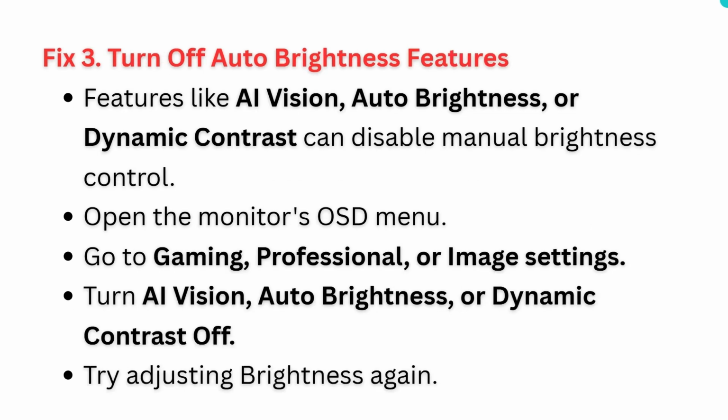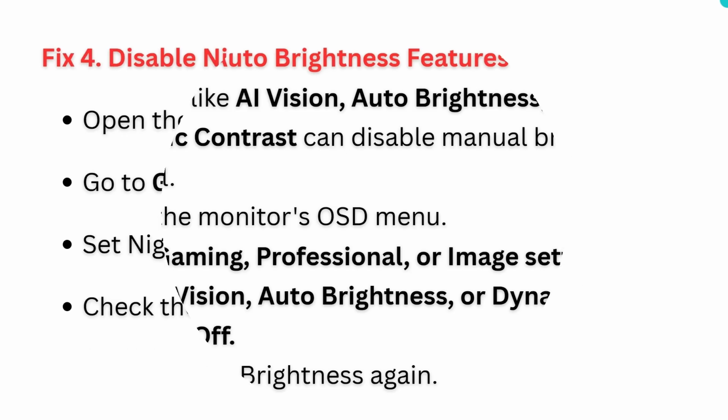Fix 3. Turn off auto brightness feature. Features like AI vision, auto brightness, or dynamic contrast can disable manual brightness control. Open the monitor's OSD menu. Go to Gaming, Professional, or Image settings. Turn AI vision, auto brightness, or any dynamic contrast to off. Try adjusting brightness again.